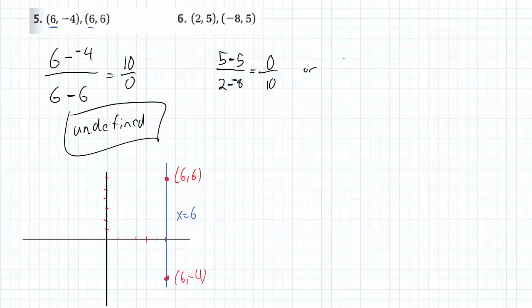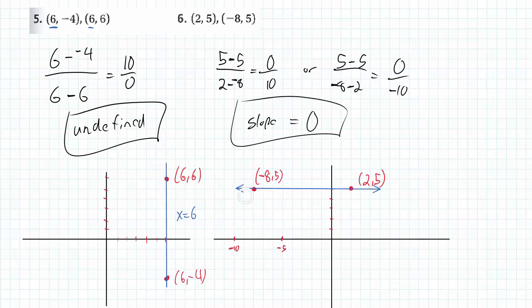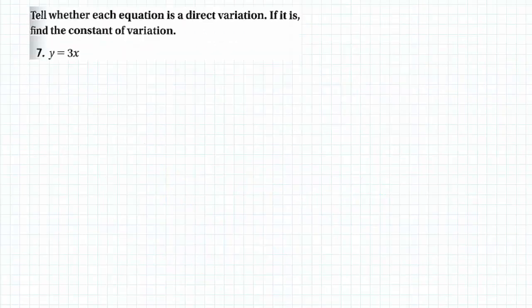For number 6, this time the change in y was 0, and it doesn't matter what order you subtract in. It's still 0 over 10 or 0 over negative 10. Either way, the slope is 0, and you should remember that a slope of 0 is the slope of a horizontal line. For number 7, we're looking for direct variations.